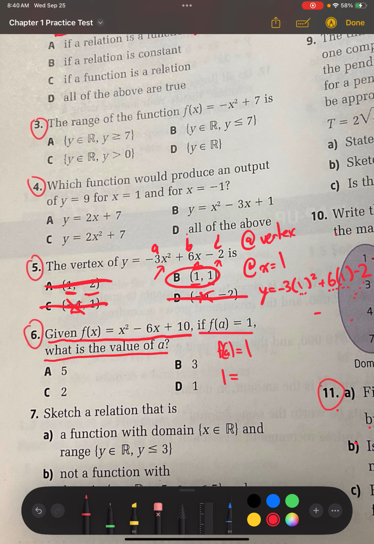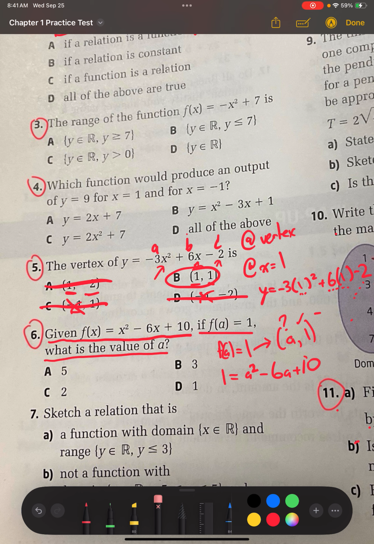So what does that mean? 1 is equal to a squared minus 6a plus 10. Right? So basically, this line says there's a value a. They give you y. What is x? Right? So we substitute x equals a and y equals 1. Simple as that. It's pretty straightforward. So now we have an equation to solve. We have a, one variable. We put 1 to the other side.